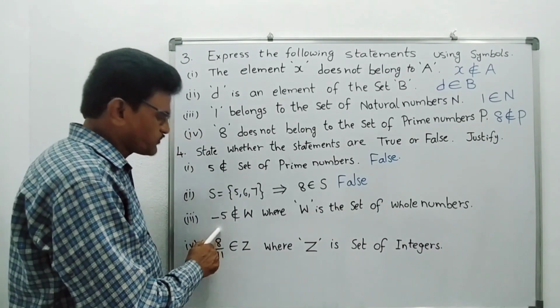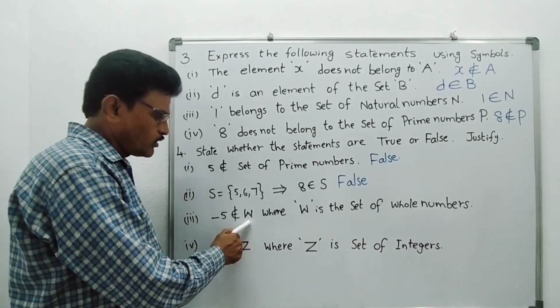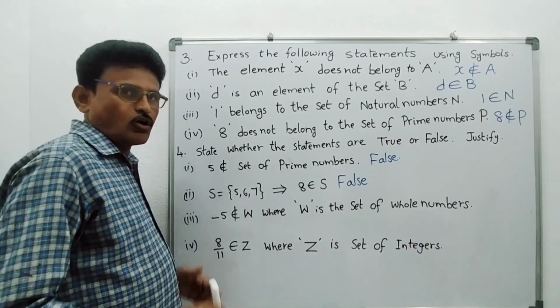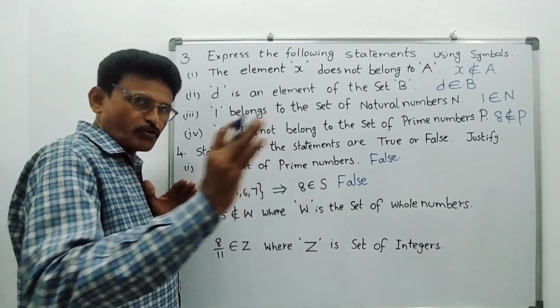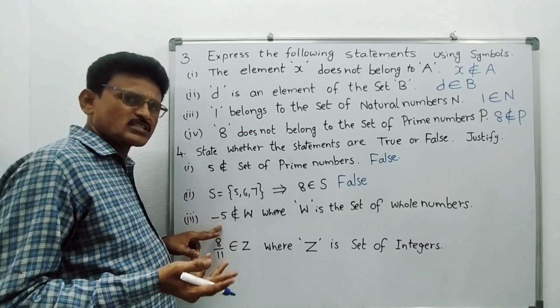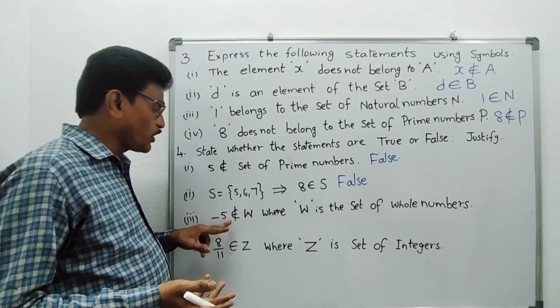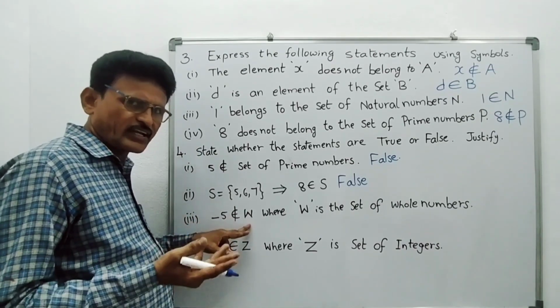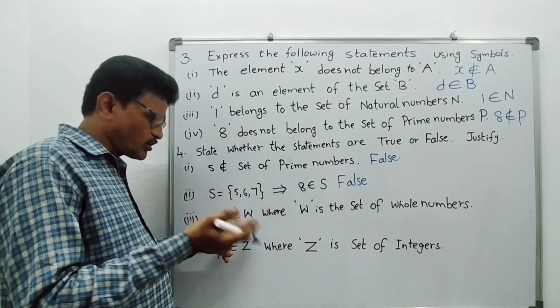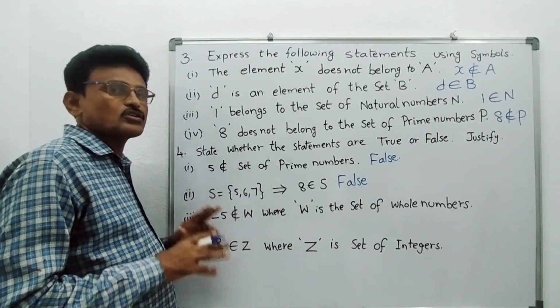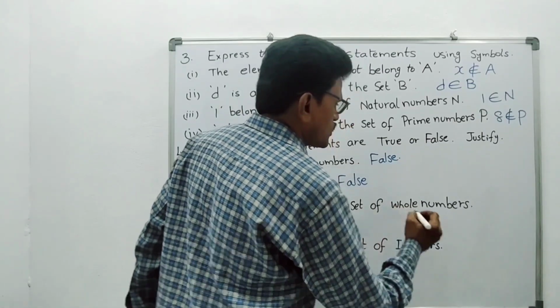Okay. Minus 5 does not belong to W, where W is the set of whole numbers. What are whole numbers? 0, 1, 2, 3, 4, 5, 6, and so on. Okay. Negative numbers are not there. Minus 5 does not belong to W. He has given, right. Minus 5 is not there in the whole number list. He has given that. Write down simply, this one is true.